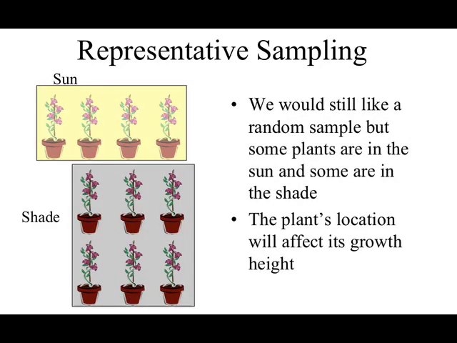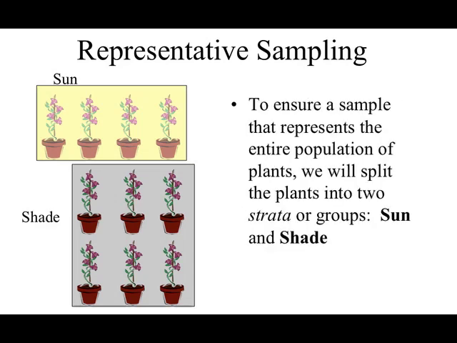However, we would still like a random sample, but some of the plants are in the sun and some are in the shade. The plant's location will affect its growth height. So we need to figure out a way to still fairly take a sample and keep it random. To ensure that the sample represents the entire population of plants, we will split the plants into 2 strata, or groups, one being sun and the other being shade.